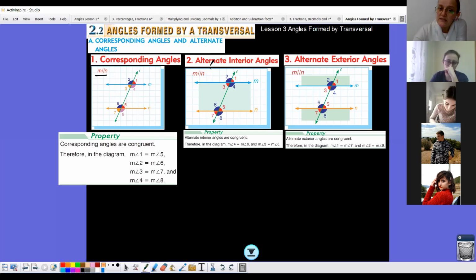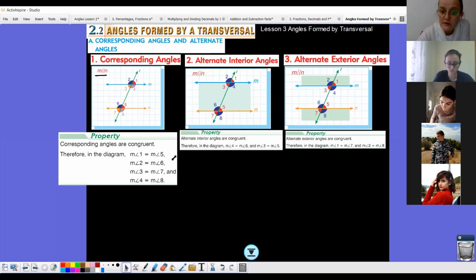The second one is alternate interior angles. Alternate interior angles are 4 and 6, 3 and 5, in the interior part of the parallel lines, okay? And they are on opposite sides, so you can also call them the opposite ones. 3 and 5, 4 and 6, they are alternate interior angles and they are also congruent.